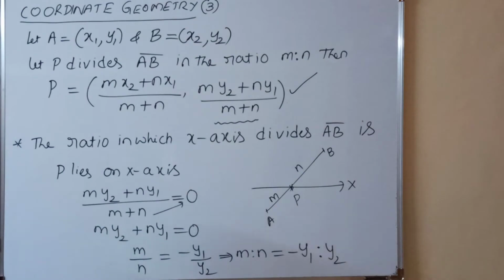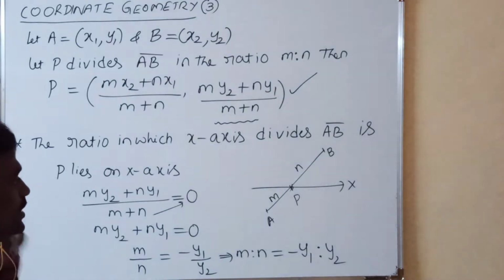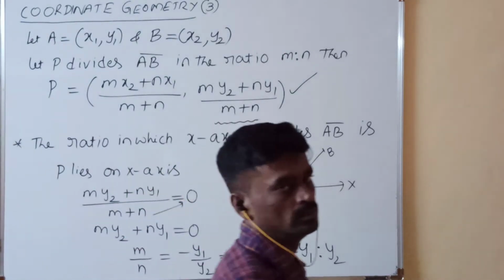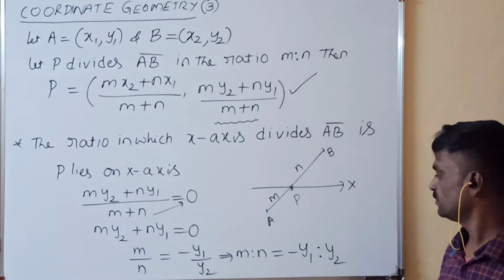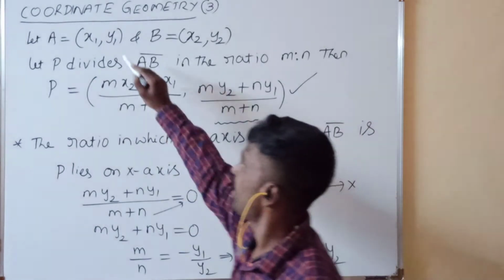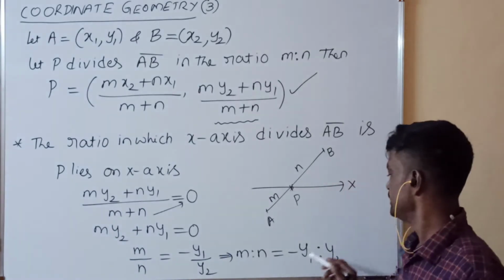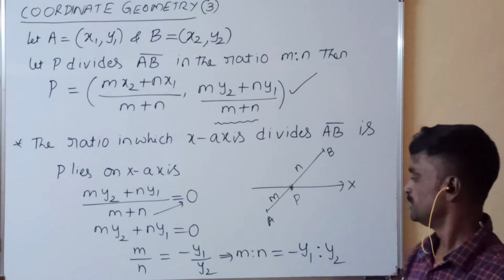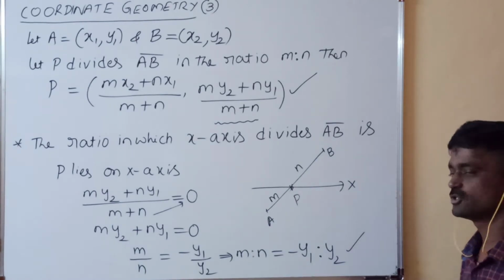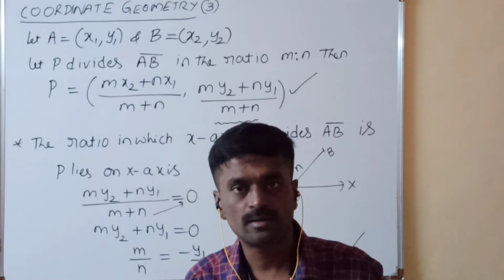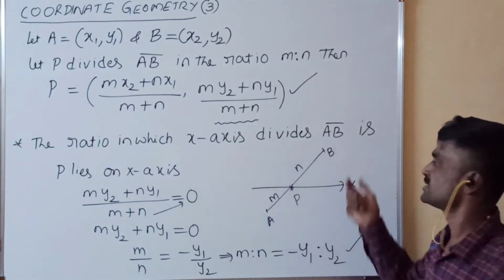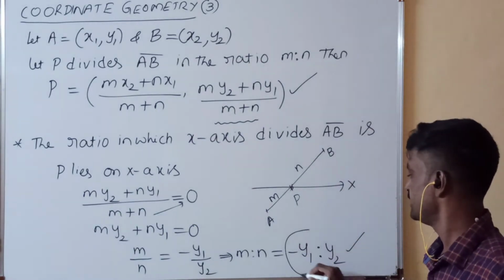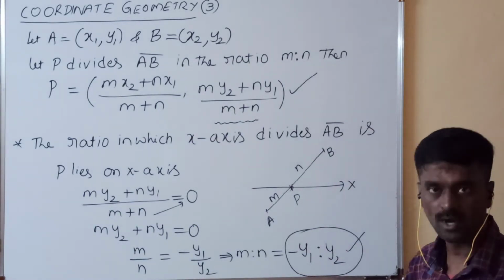So the ratio in which the x-axis divides the segment AB is minus y1 is to y2. That is, y1 is nothing but the y coordinate of the first point and y2 is the y coordinate of the second point. We will use this as a shortcut formula to get the ratio in which the x-axis divides the given segment AB. So what is the required ratio? Minus y1 is to y2.